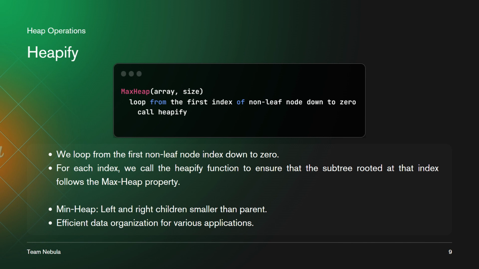To create a max heap, we loop from the first non-leaf node index down to 0. For each index, we call the heapify function to ensure that the subtree rooted at the index follows the max heap property. For a min heap, the comparison is reversed. Both left and right children must be smaller than their parent. This way, we can reorganize our data in a way that is efficient for various applications.